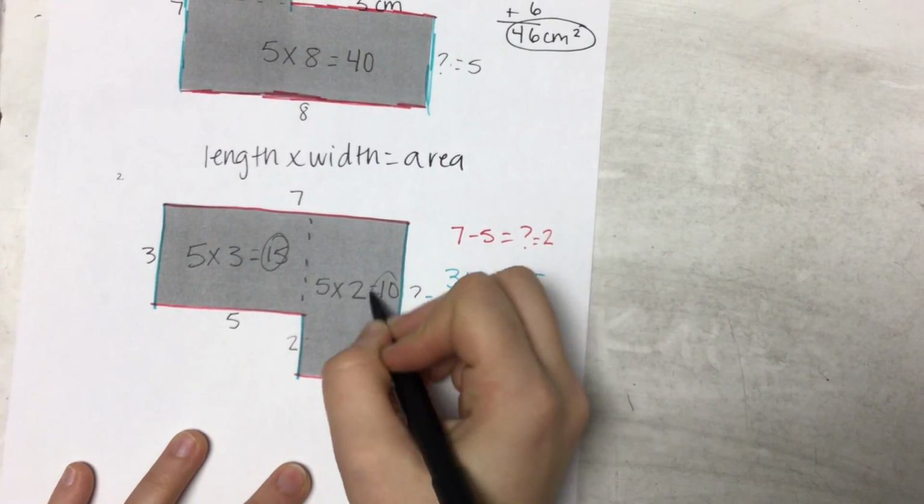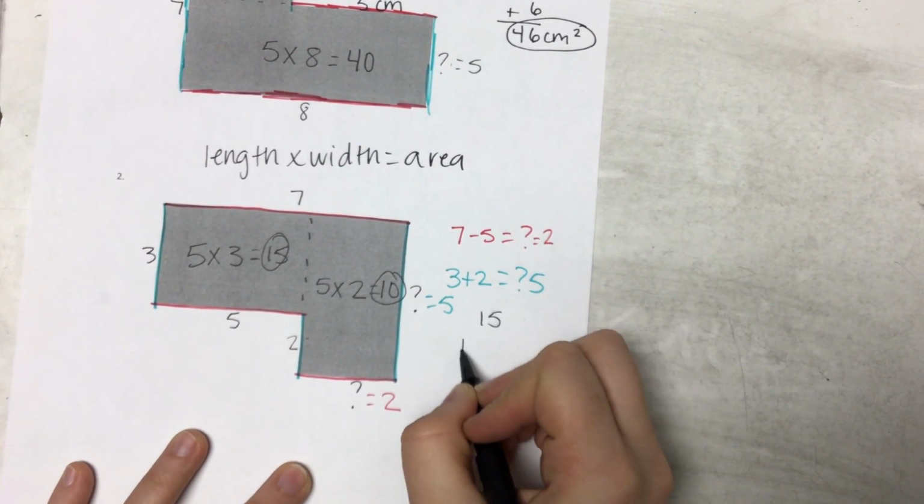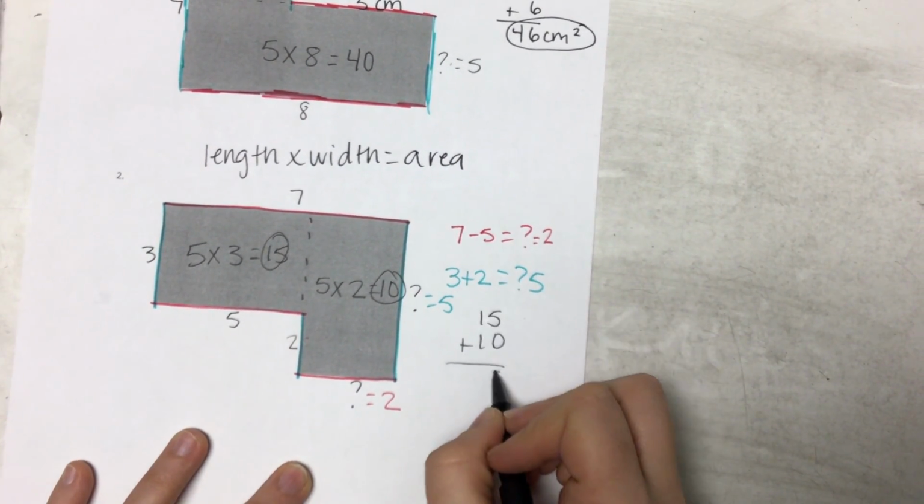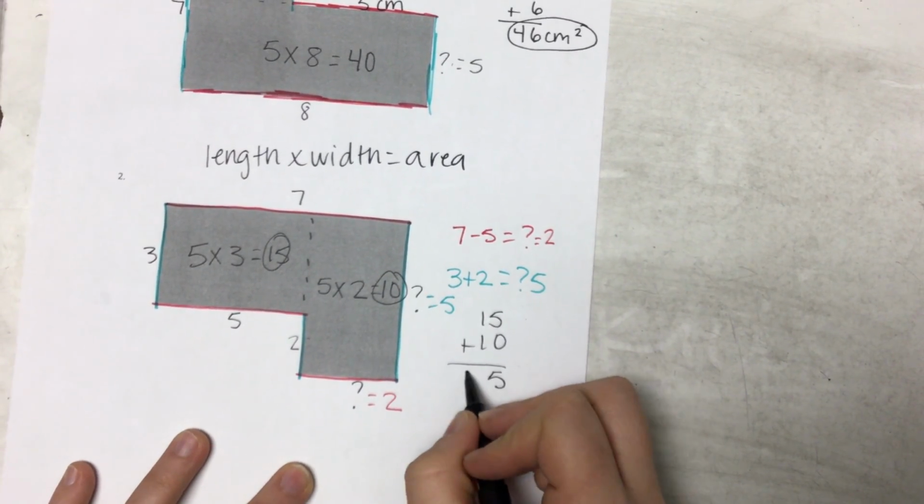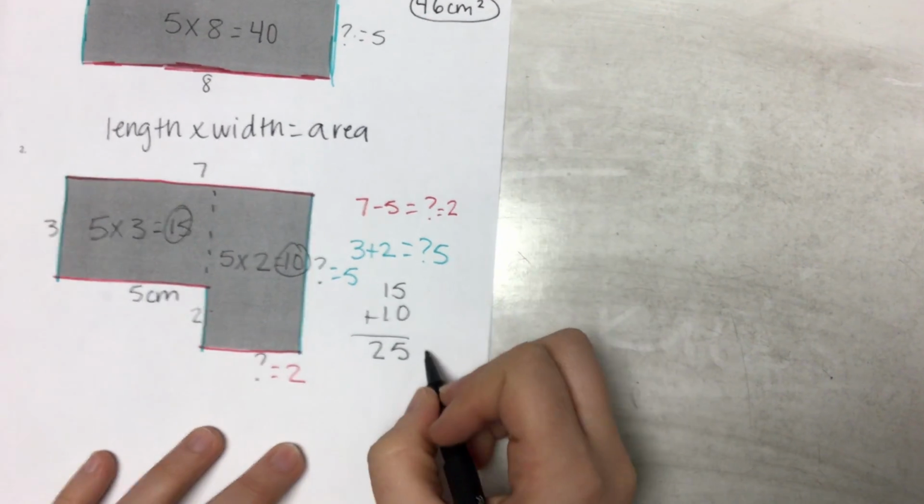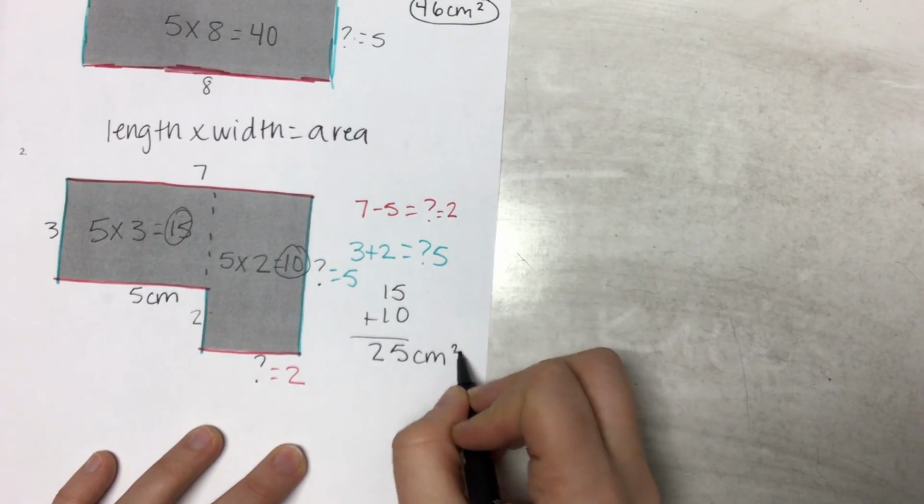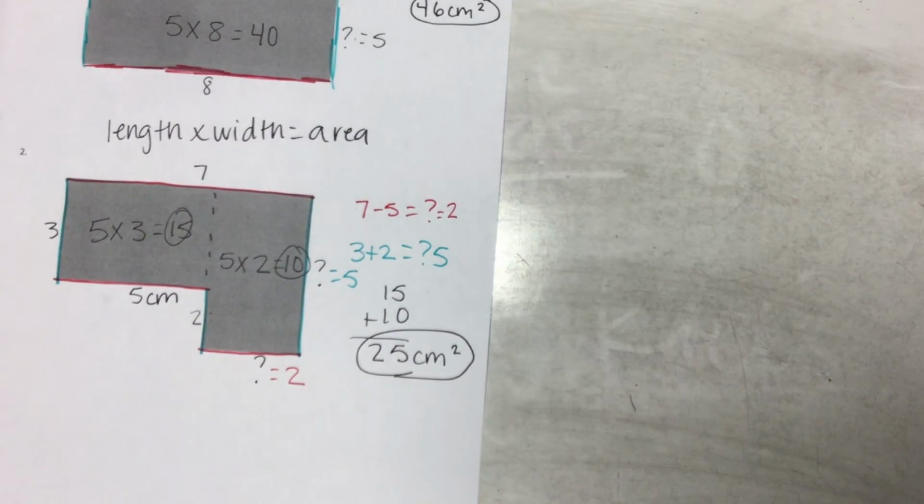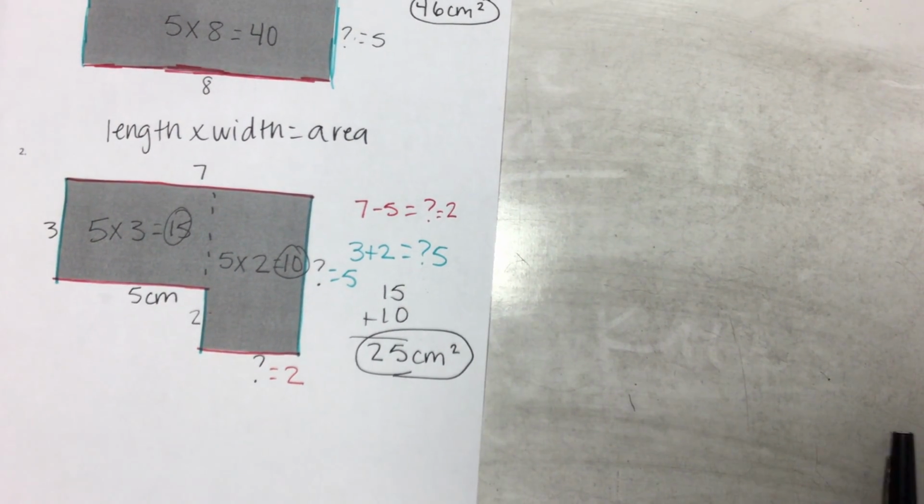So I have my 15 and my 10. So 15 plus 10. 5 plus 0 is 5. 1 plus 1 is 2. So my whole area, let's make sure we have a label, is 25 centimeters squared. Okay, good job today, guys. Go ahead and show me on the next slide what you know.